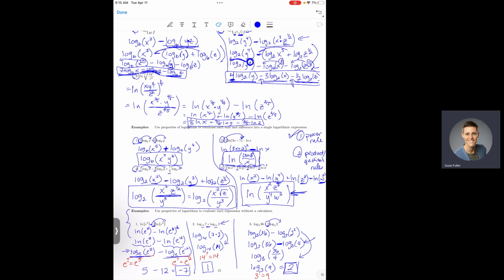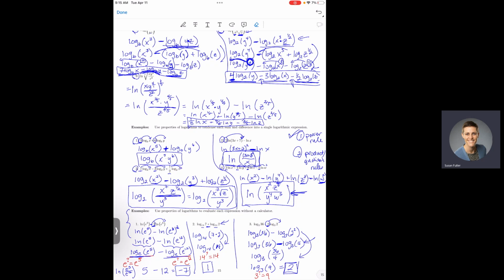Alternatively, you could have combined these in this step and you could have said, well, this is going to be the ln of e to the 5th divided by e to the 12th. You absolutely could have done that. And then you would have simplified inside to get e to the, when you divide exponentials with the same base, you subtract their exponents. So e to the 5th divided by e to the 12 is e to the negative 7th. So then you would have done the ln of e to the negative 7th, and you would simplify that to negative 7. You would get the same thing either way.